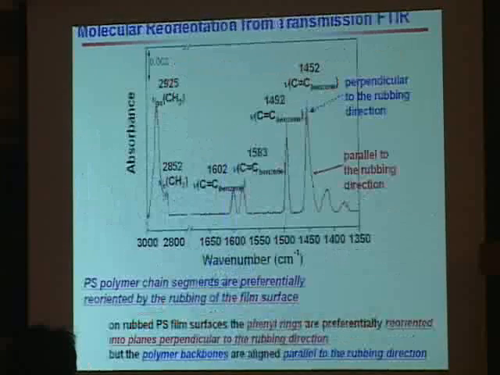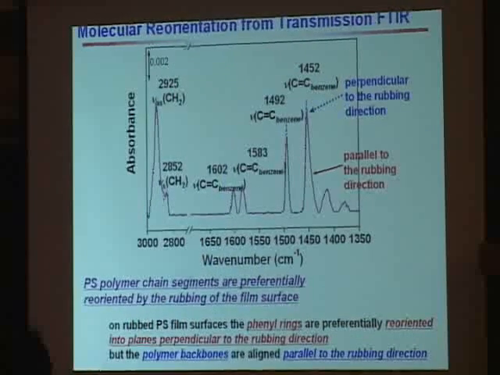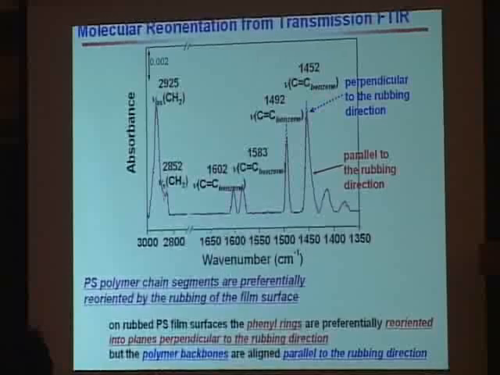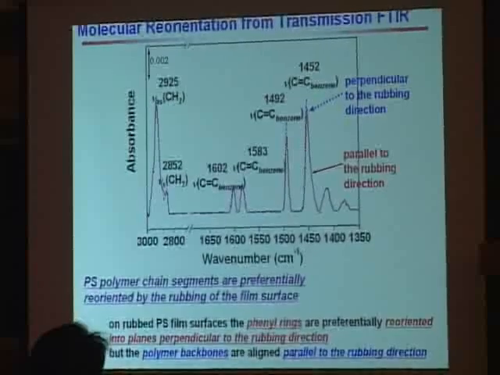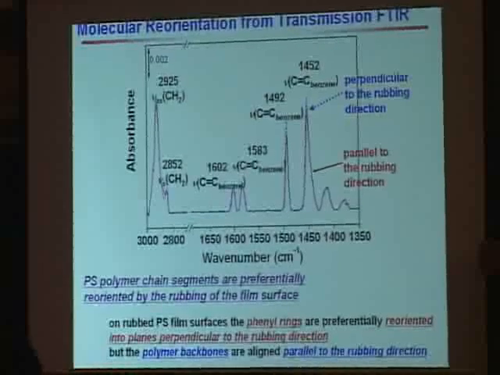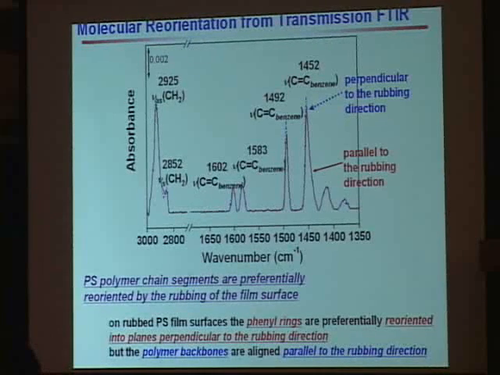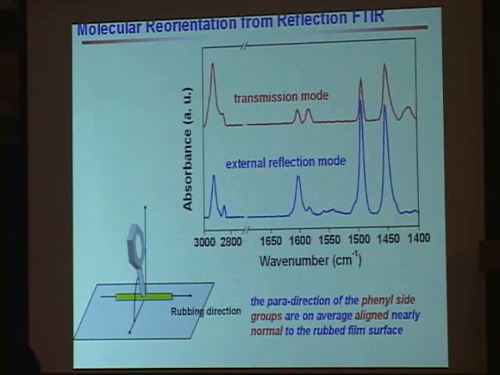And we measured polarized FTIR using the rubbed polystyrene. As shown here, we can see anisotropically aligned phenyl segments and polyvinyl segments. From this polarized FTIR, we can obtain one thing: on the rubbed polystyrene film surface, the phenyl rings are preferentially reoriented into the plane perpendicular to the rubbing direction, but the polymer chain is aligned along the rubbing direction.